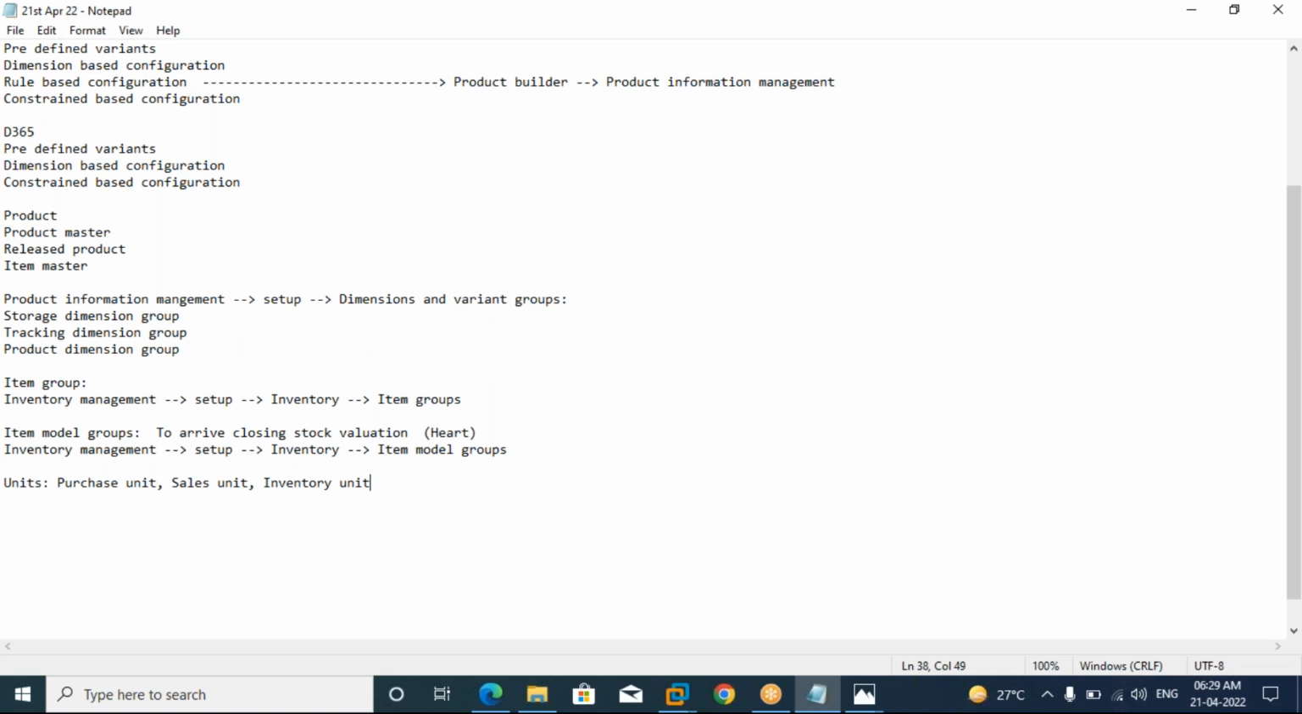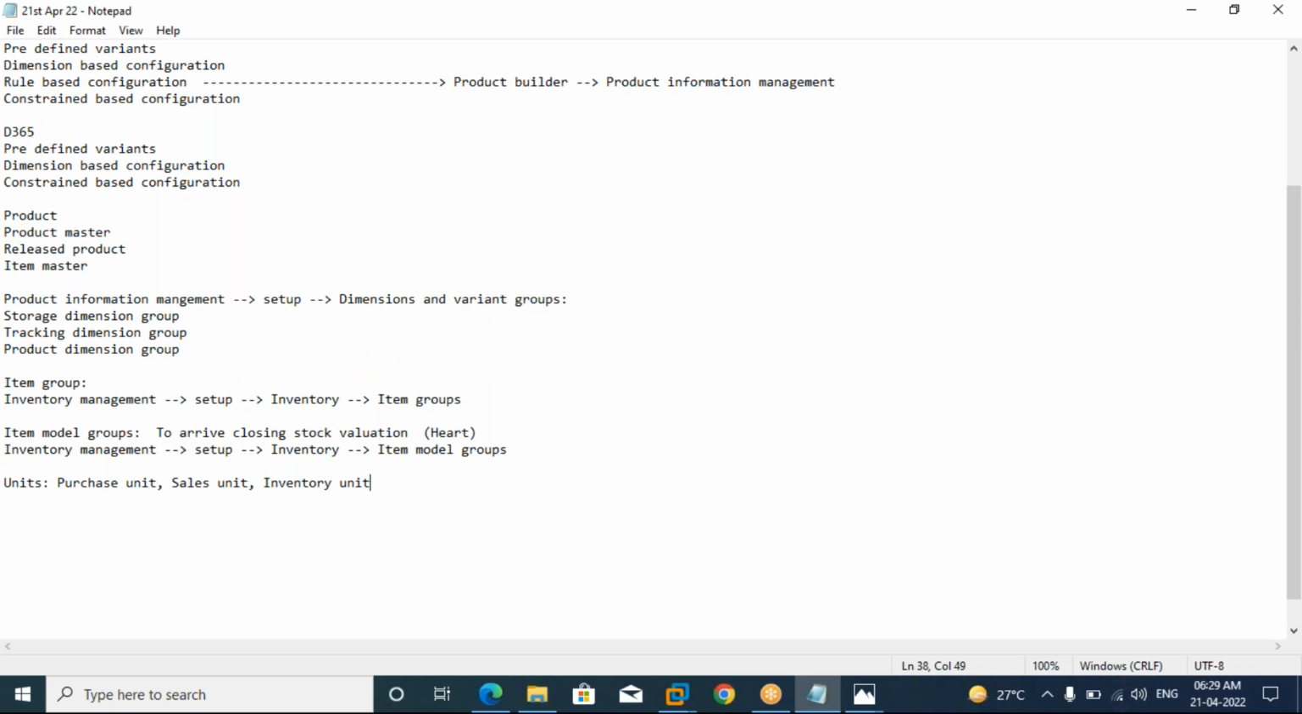So at the time of purchase, whatever the unit is, that is the purchase unit. At the time of sales, whatever the unit is, that is the sales unit. If you have that inventory in your warehouse, that is the inventory unit. Purchase unit, sales unit, inventory unit.